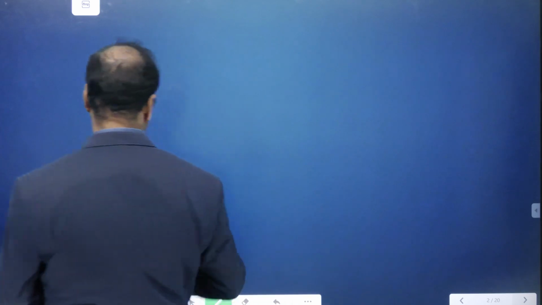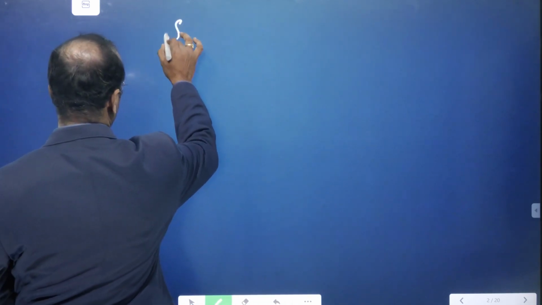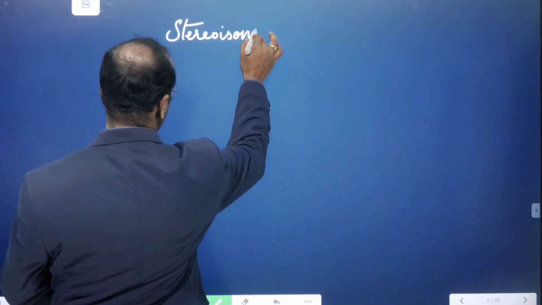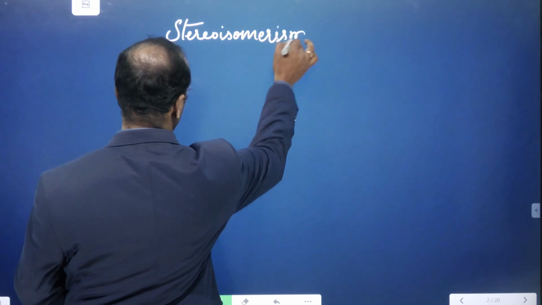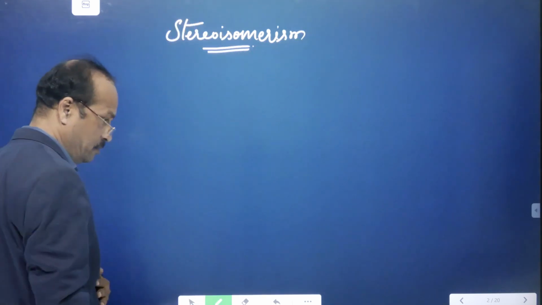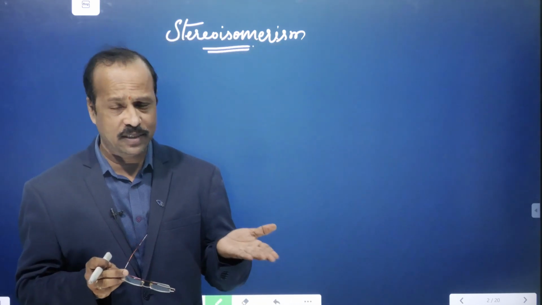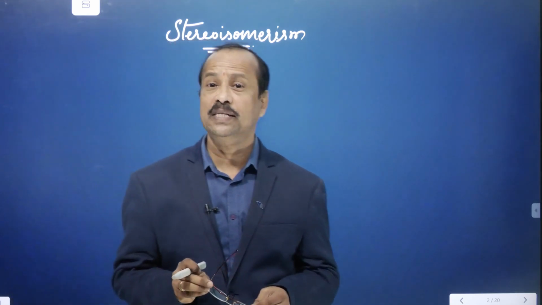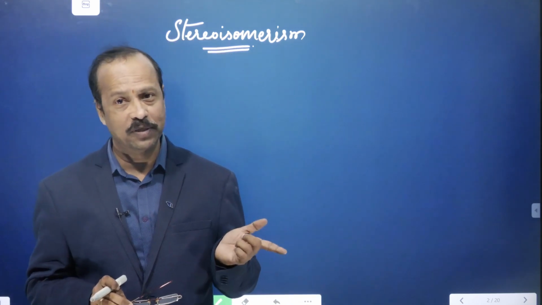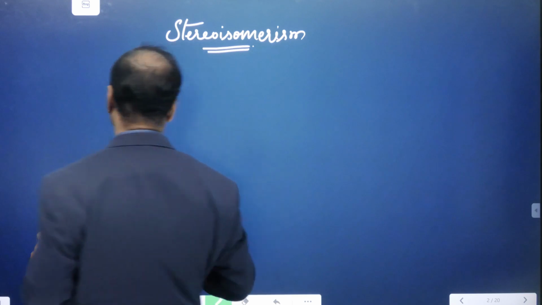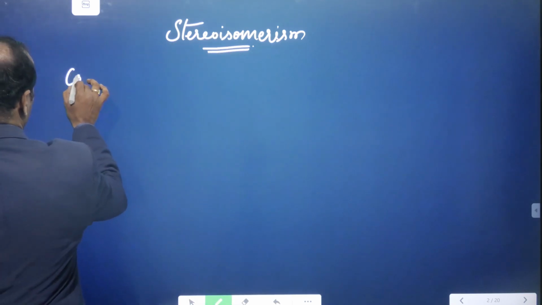Today I am going to discuss stereoisomerism. Students, stereoisomerism means what? The definition of isomers is already the same: the compounds having the same molecular formula but differing in properties are isomers, and that phenomenon is called isomerism. But here we change the definition a little. So how can we define it?